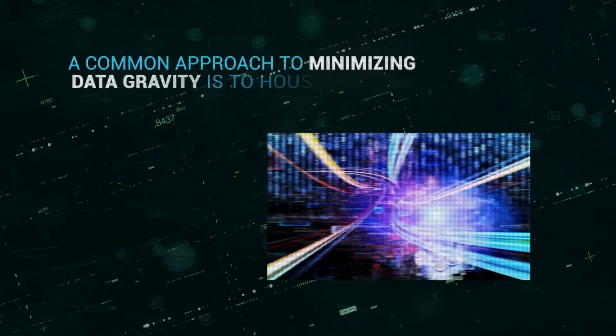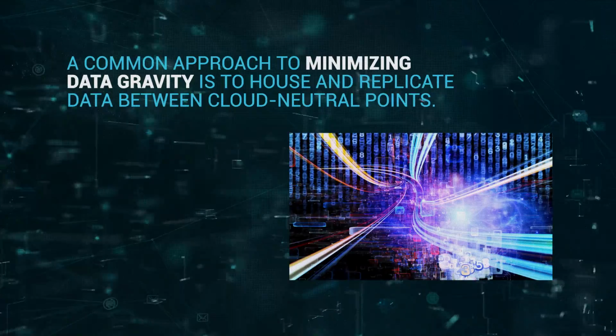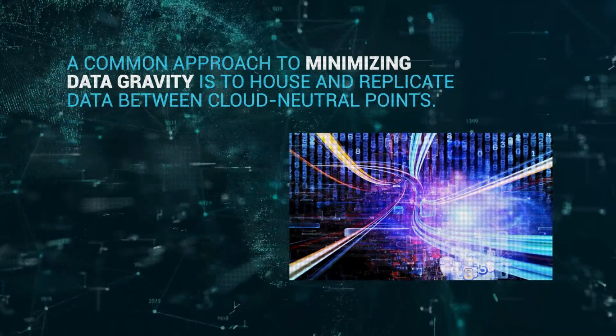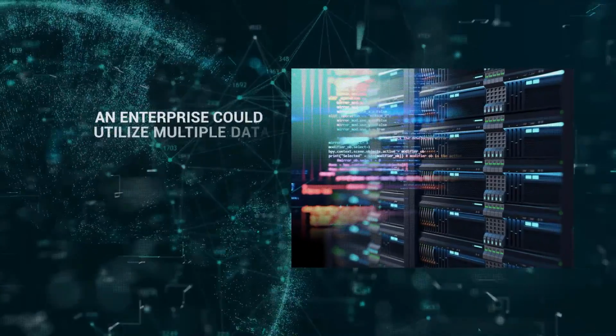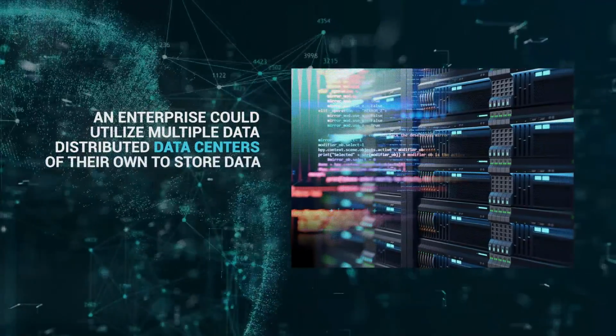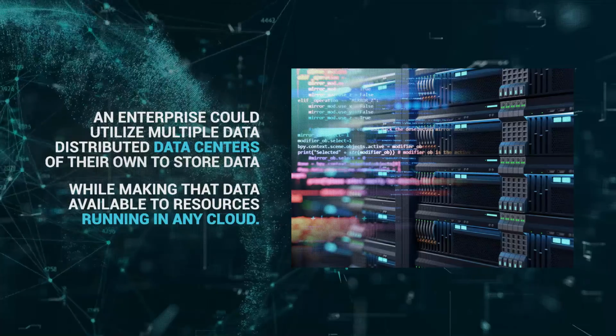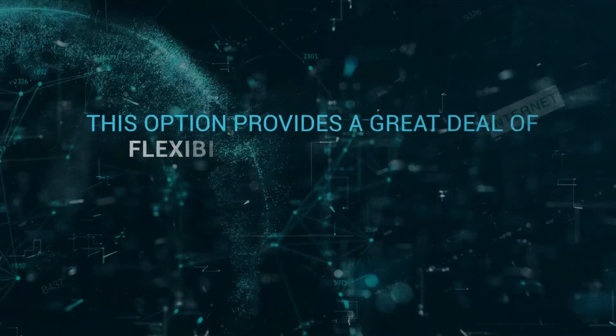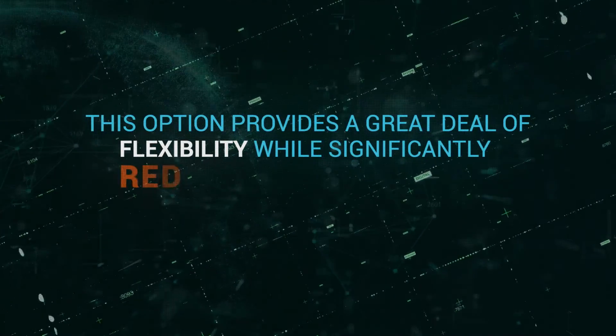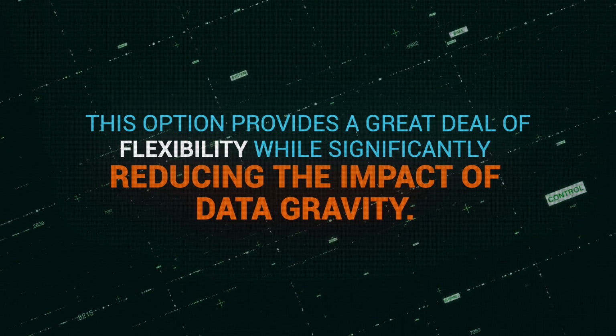A common approach to minimizing data gravity is to house and replicate data between cloud-neutral points. An enterprise could use multiple data distribution data centers of their own to store data while making that data available to resources running in any cloud. This option provides a great deal of flexibility while significantly reducing the impact of data gravity.